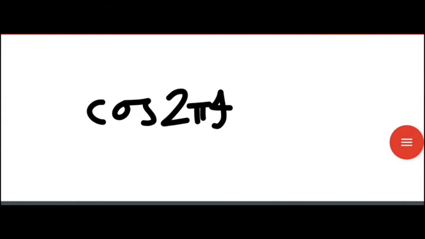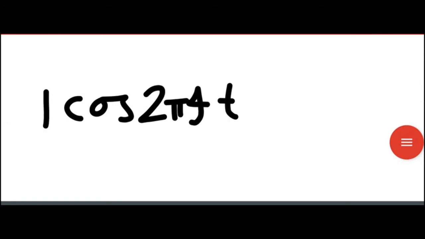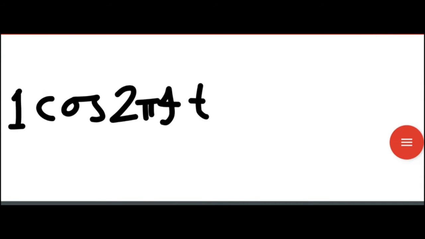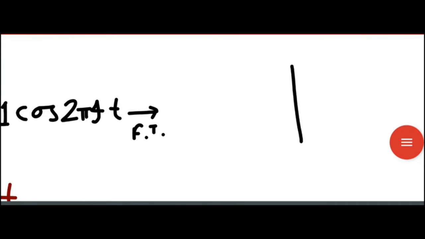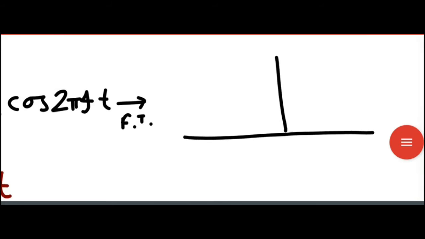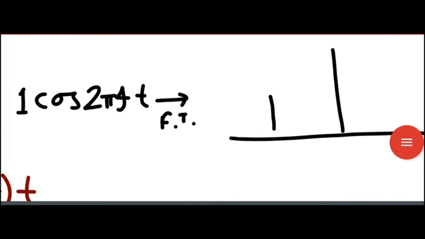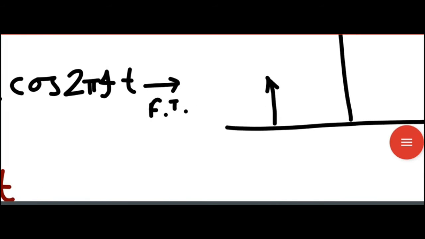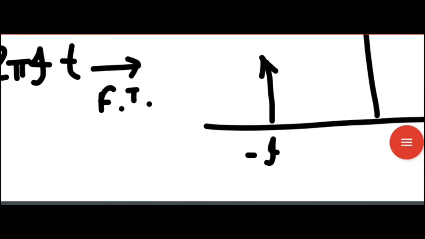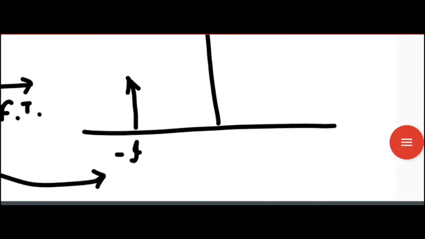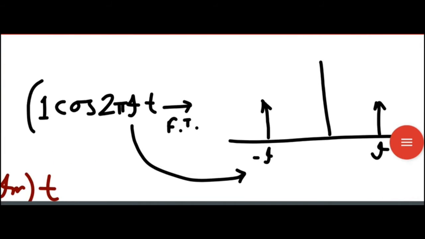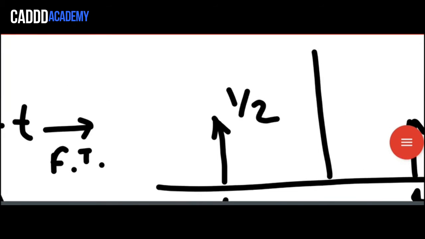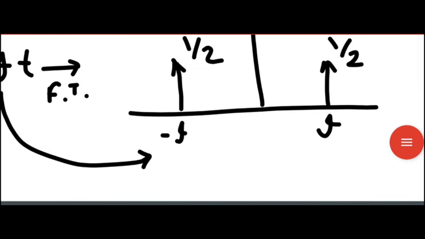cos 2 pi f t is, okay, here we have a magnitude of 1. We are writing it in graphical way because we have to represent it in the spectrum. While getting the Fourier transform of cos 2 pi ft we get impulse functions: the first impulse function is at minus f, where f is this frequency, and we get another impulse function at f. The amplitude is 1 here, so we get 1 by 2, so the amplitude is divided by 2, and the locations of the impulses are minus f and f.